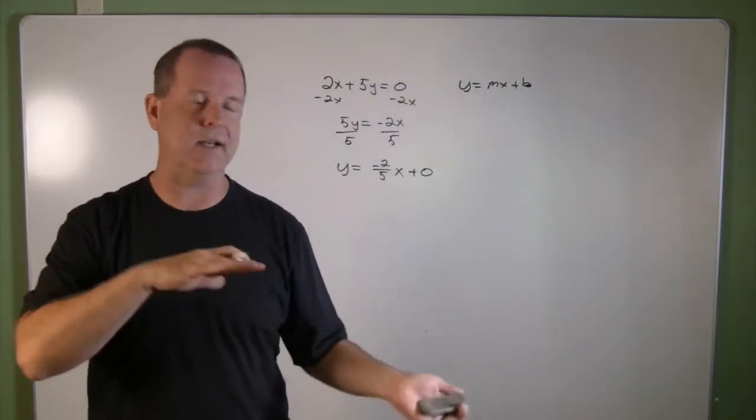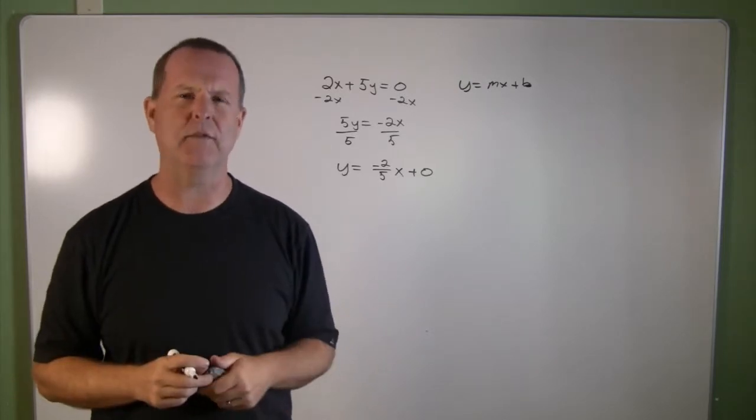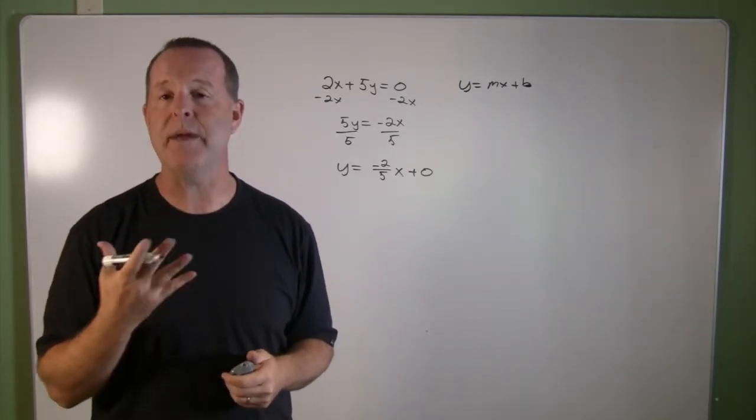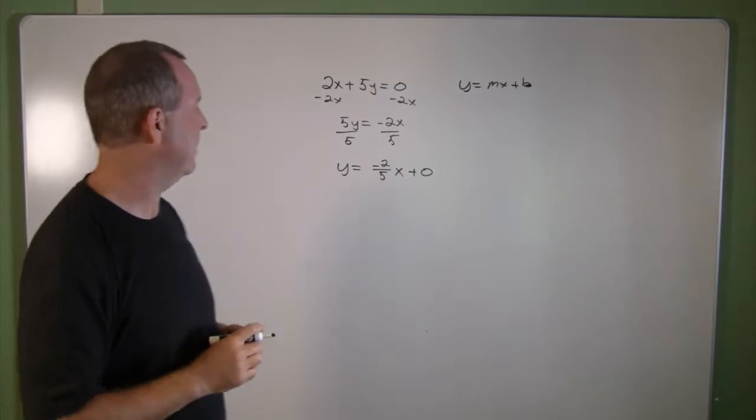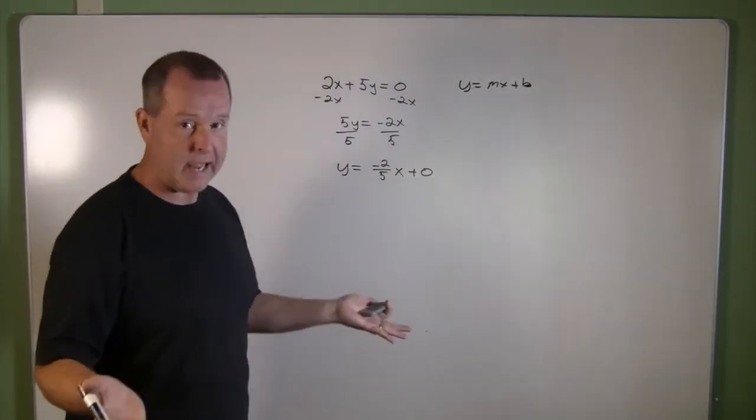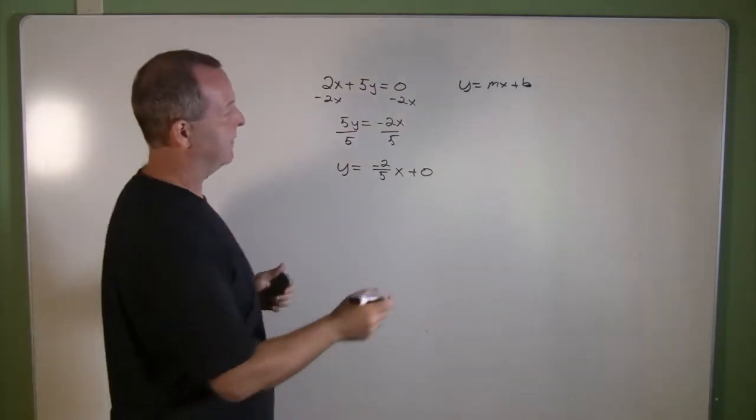Added a 0. The 0 doesn't change the equation. It just is kind of serving me as a placeholder to help me remember what's going on here. So from here, I think we're home free. I think we can graph it.